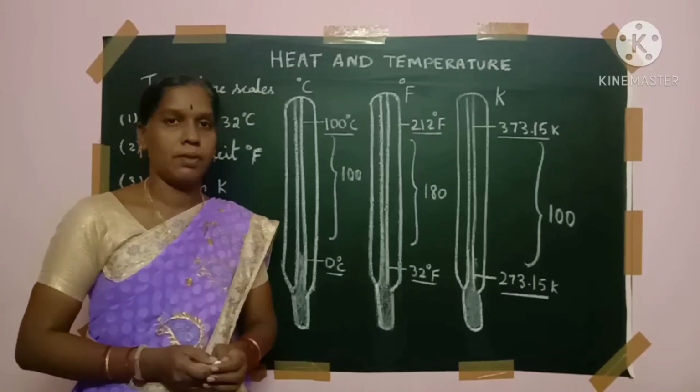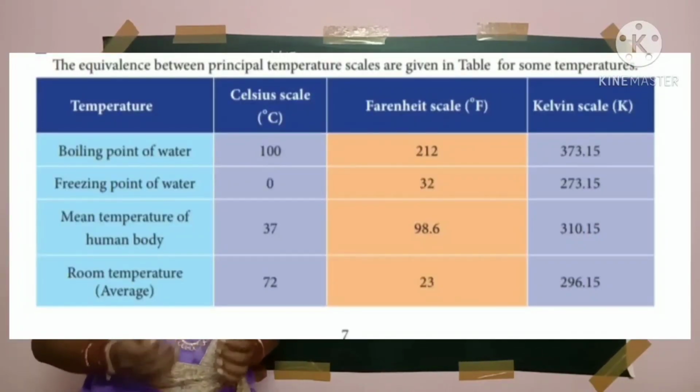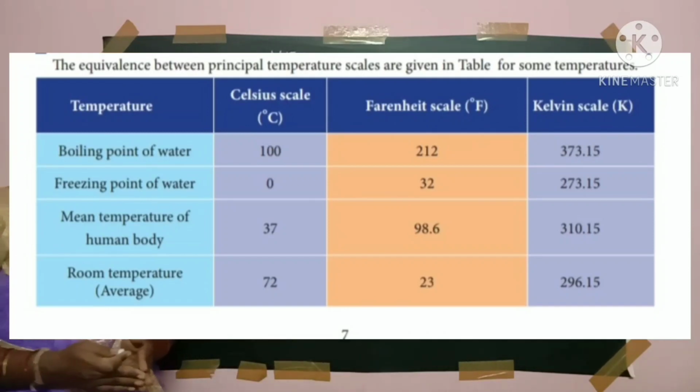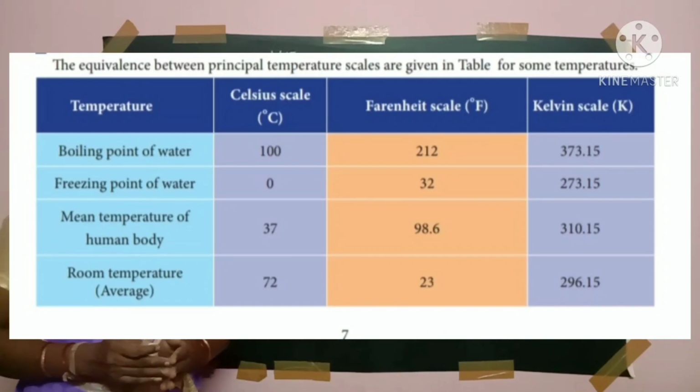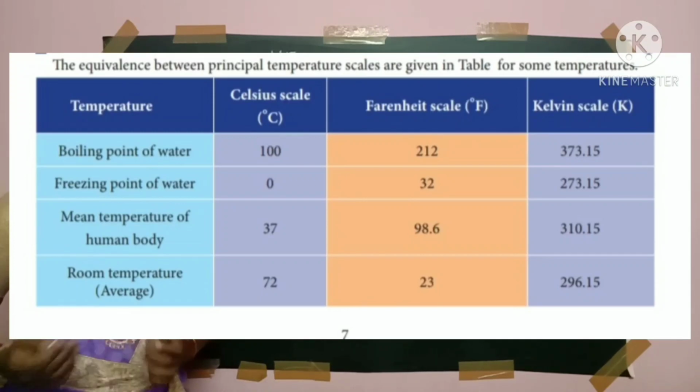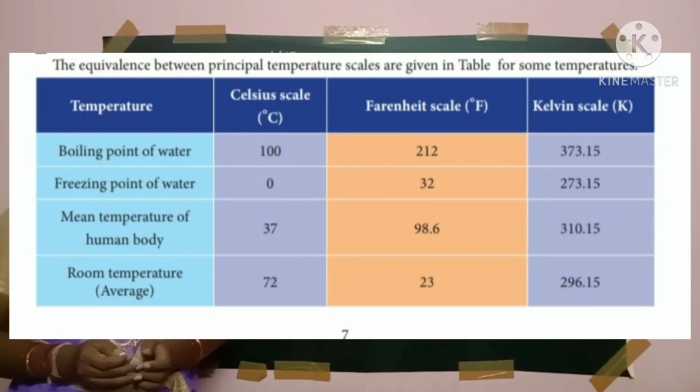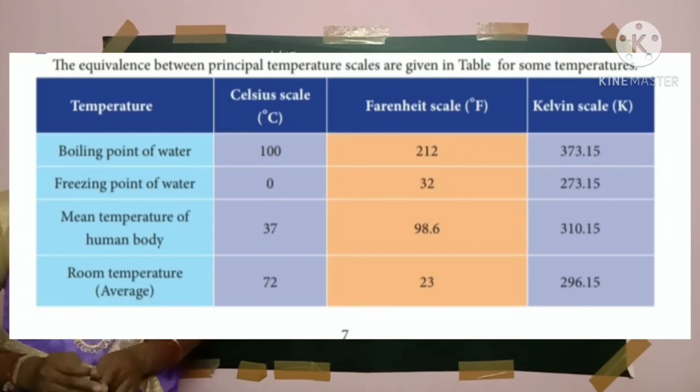273.15 Kelvin. So நார்மலாக இருக்க human body temperature value அப்படின்னு பார்த்தோம்னா, in case of centigrade it is 37 degree, in case of Fahrenheit its value is 98.6, and in case of Kelvin its value is 310.15. So room temperature value எப்படி இருக்கு அப்படின்னு நம்ம பார்த்தோம்னா, செல்சியஸ்ல 72 degree, Fahrenheit 23 degree, and in case of Kelvin it is 296.15. இதை வந்து நம்ம இந்த tabular columnல பார்ப்போம்.